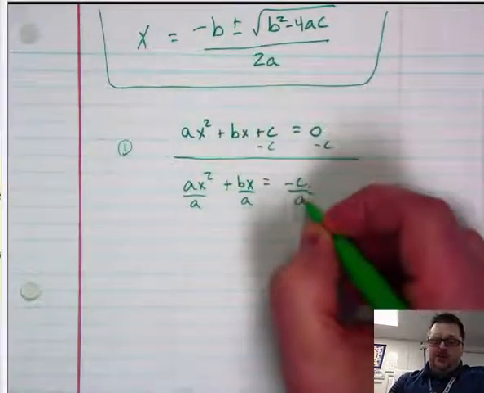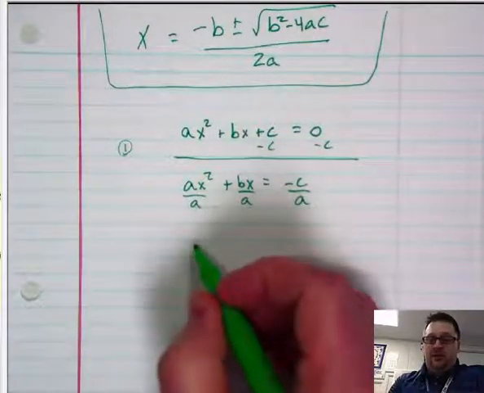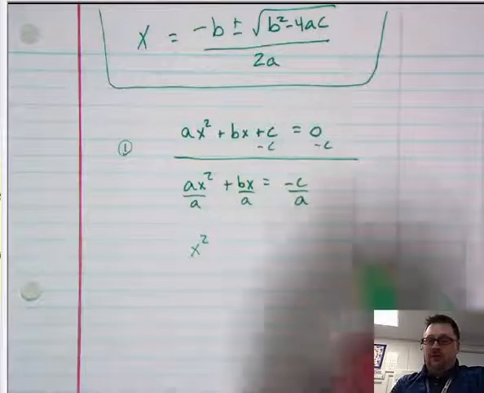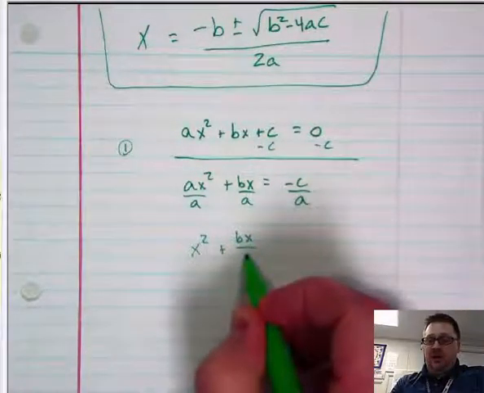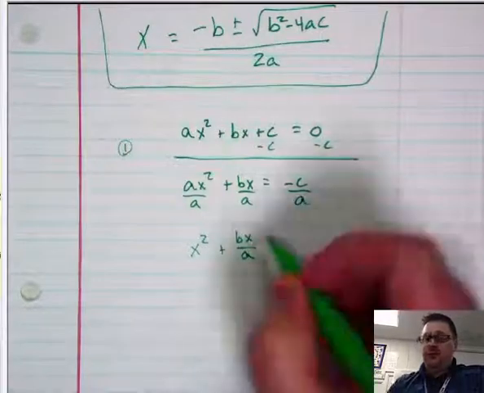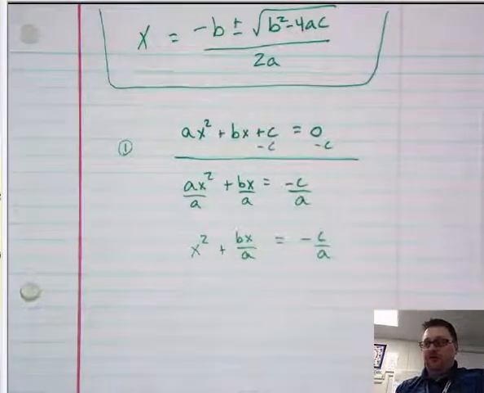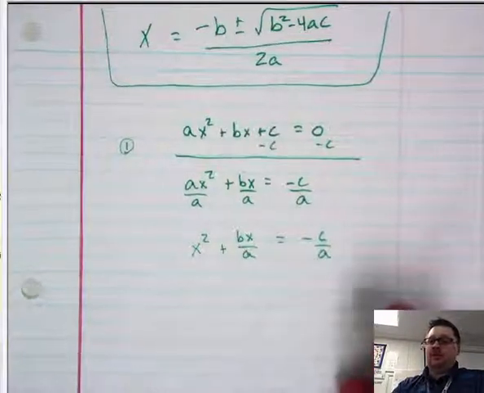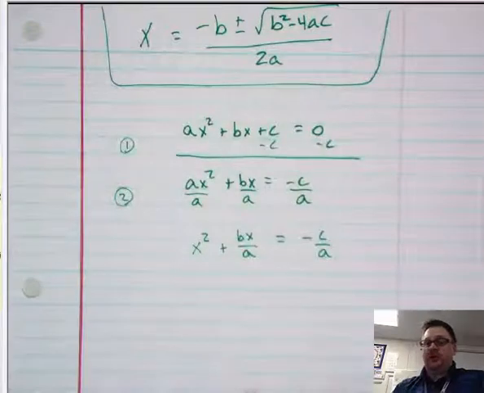If I divide every single piece of this by a, ax squared divided by a is x squared. Bx divided by a actually doesn't simplify at all, so that stays as bx over a. Same with the other side, this will stay as negative c over a. So that was step 2, which is to divide out the coefficient if there is one.